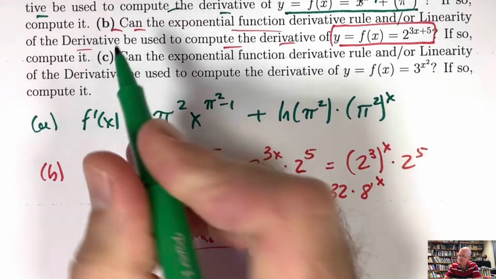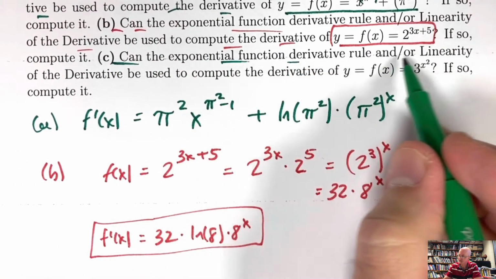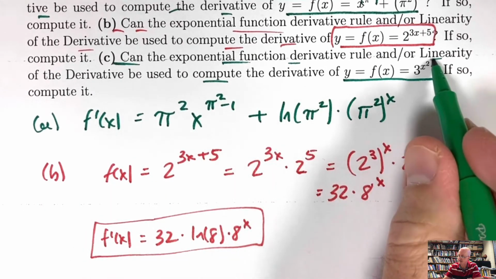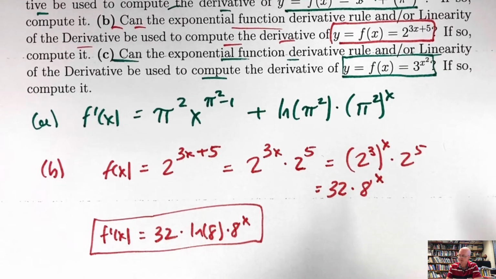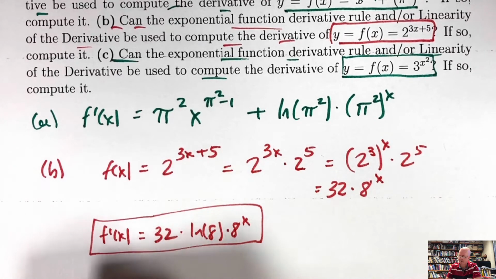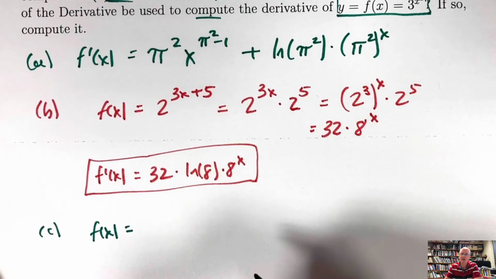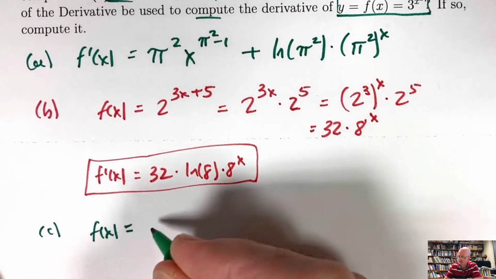Part C, can the exponential function derivative rule and the linearity be used to compute the derivative of this function? If so, compute it. All right. That is an example of something where you cannot compute the derivative. Why?